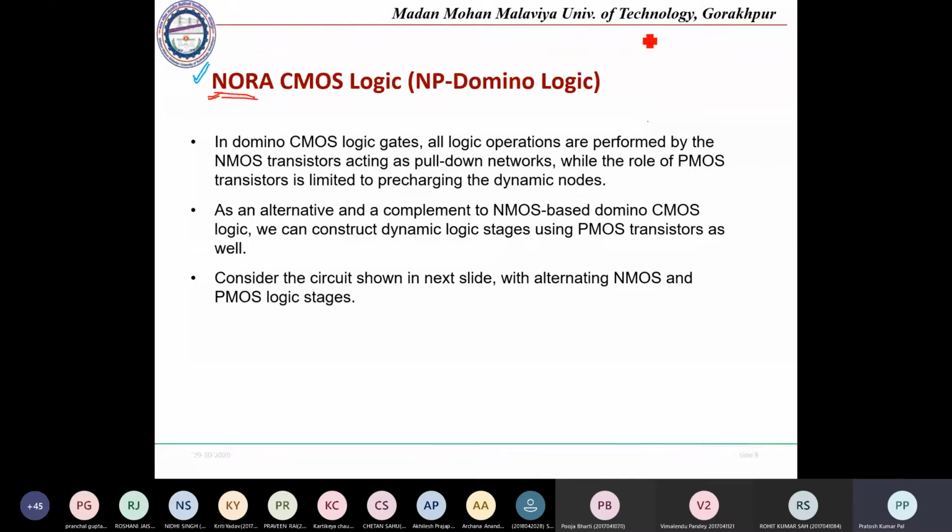So in NORA logic, the main advantage is that no extra inverter is needed. There is no need of an extra inverter. Along with that, it will use NMOS logic and PMOS logic, that is, NMOS and PMOS networks. Both networks will be used for designing of the logics.